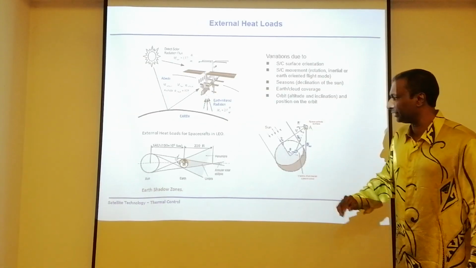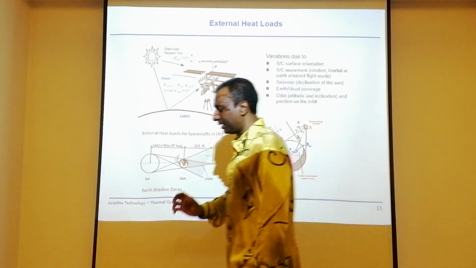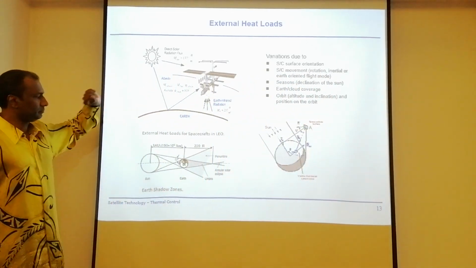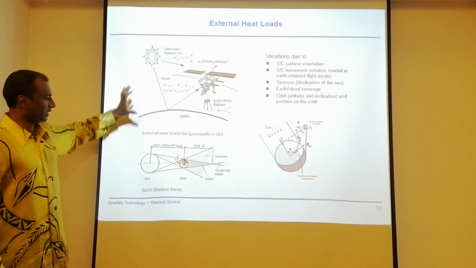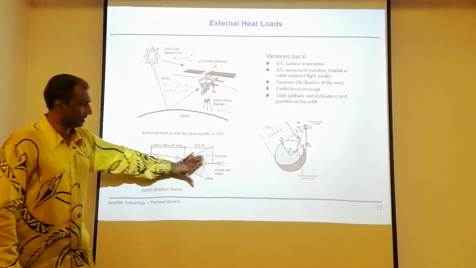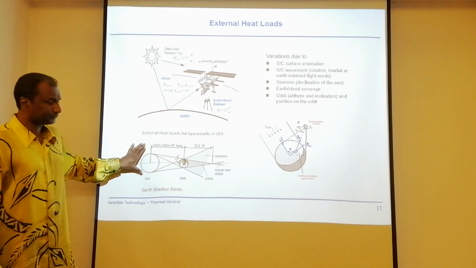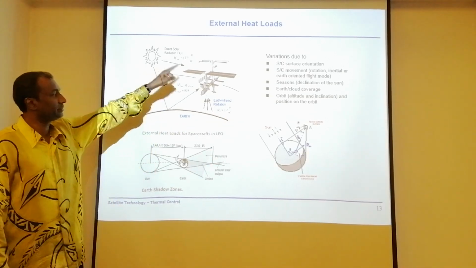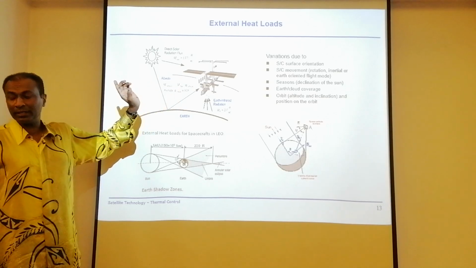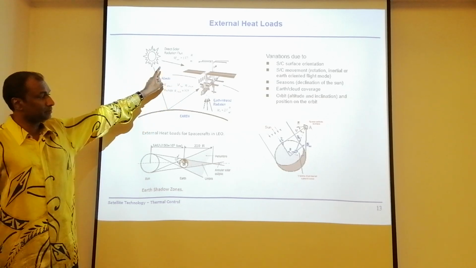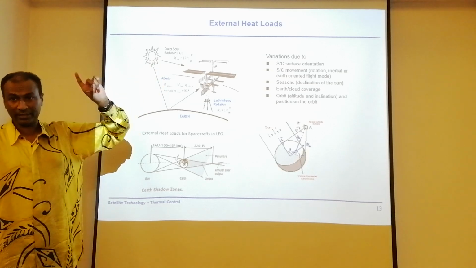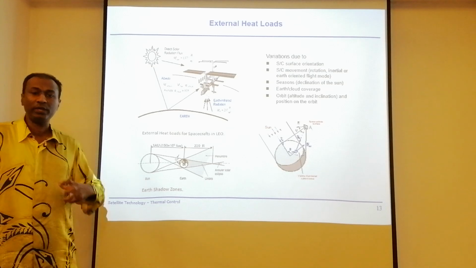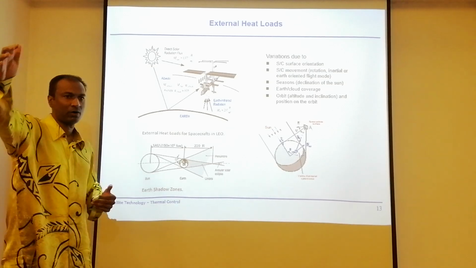Okay, again I want to give a snapshot. For our purposes, this is important. Of course, external heat loads also vary. The further you go from planet Earth, this equation changes, because the sun will be predominant there, but Earth infrared will be weaker. Albedo also will be weaker when you move far away.